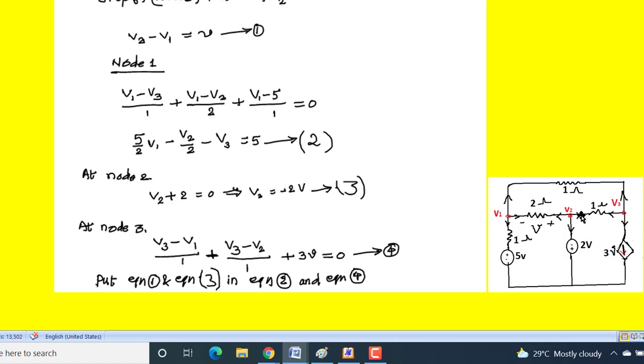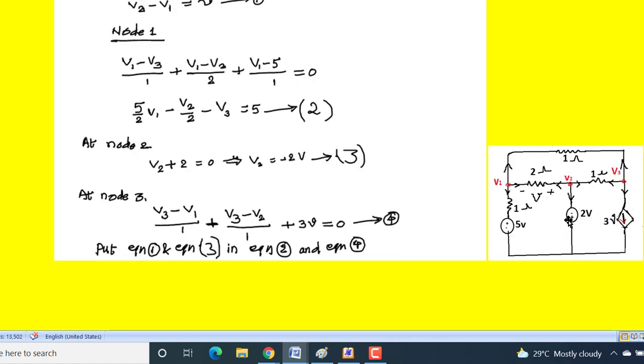Similarly, at node 2 also we can write the equation. So at node 2, it is V2 plus 2 is equal to 0. V2 plus 2 means in this branch, because in this assumed current direction, this will become a voltage rise. A voltage rise will get the positive sign. So we write here V2 plus 2 is equal to 0. From this, we can say V2 is equal to minus 2 volts. And we say this is equation 3.